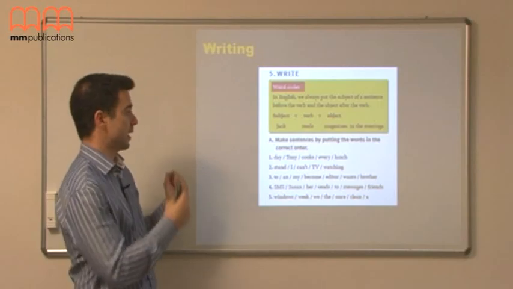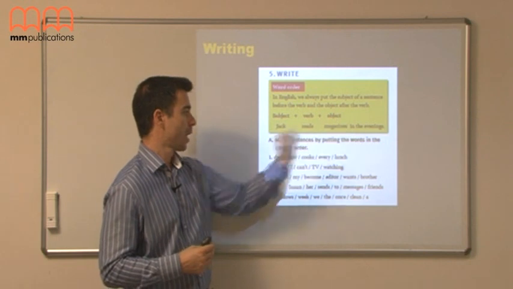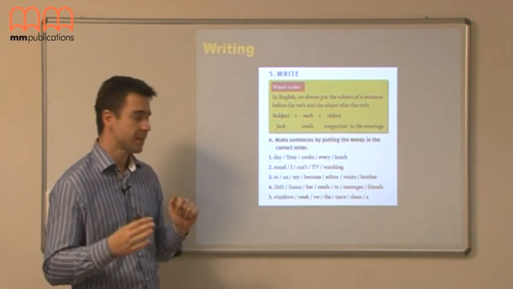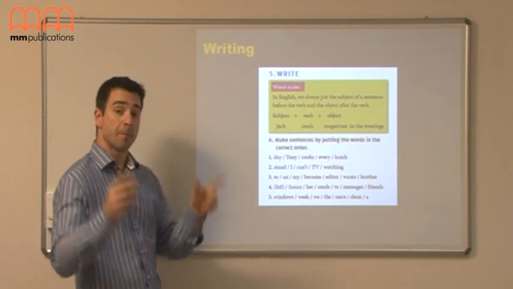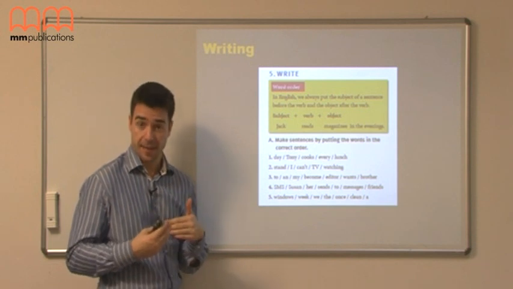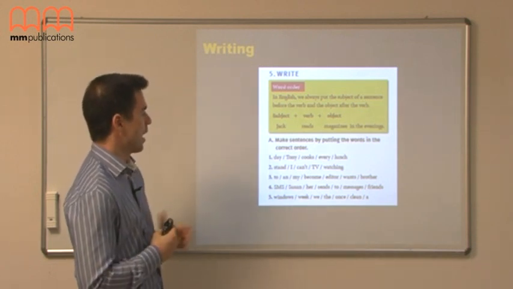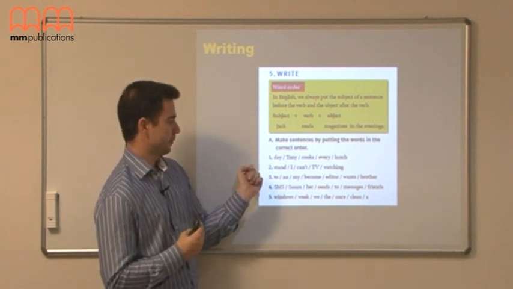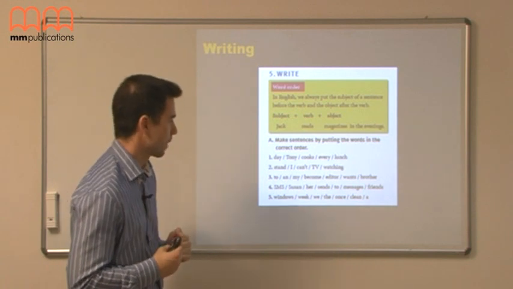Structure of a sentence in English: subject, verb, object. Now, I'm going to give you a few minutes to do these exercises on your own. But before you do it, let's do the first one together as an example. All right, let's have a look at this one. It says here: they, Tony, cooks, every, lunch.